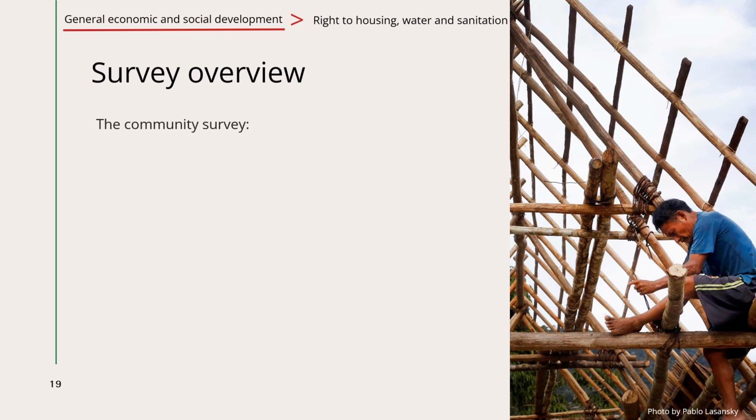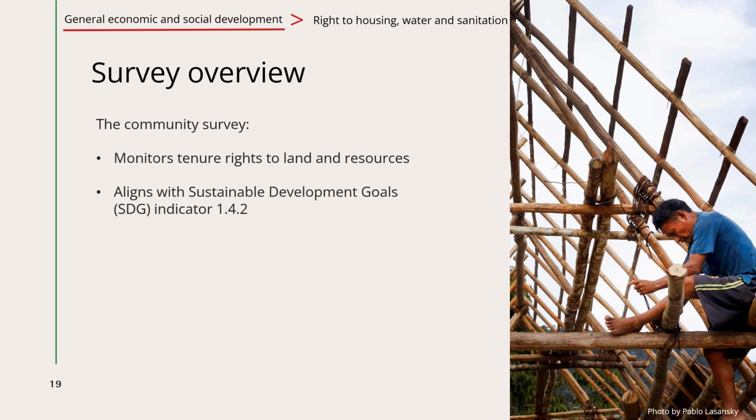The Community Survey monitors tenure rights to land and resources. This issue aligns with Sustainable Development Goal, or SDG, Indicator 1.4.2, which looks at the proportion of the adult population with secure tenure rights to land. These questions are therefore aligned with the data collection methodology of this indicator.